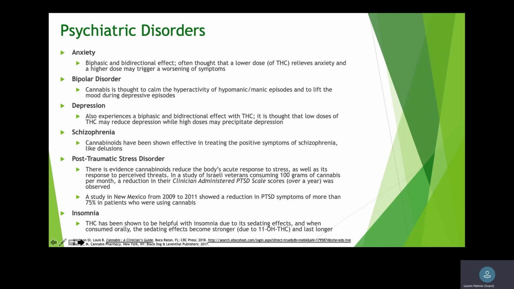Post-traumatic stress disorder is an area where we do see a lot of promise with cannabis. There's evidence that cannabinoids reduce the body's acute response to stress, as well as its response to a perceived threat. There was a study with Israeli veterans who were consuming 100 grams of cannabis per month, and in these patients, they saw a reduction in their PTSD scale score over a year. There was also a study in New Mexico from 2009 to 2011 showing a reduction in PTSD symptoms in more than 75% of patients who were using cannabis.